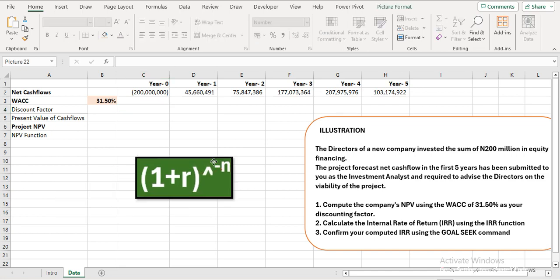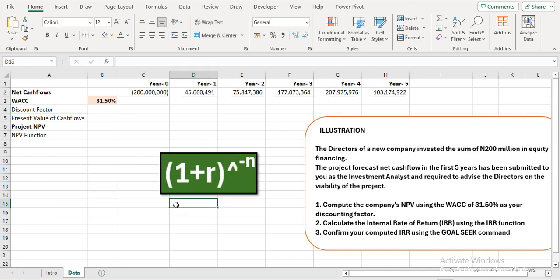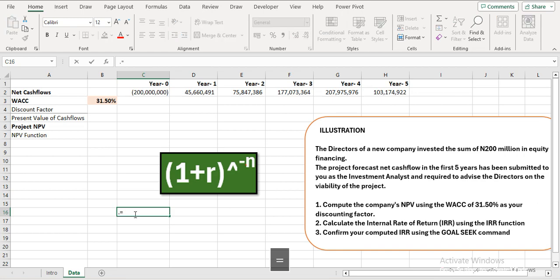There are 2 approaches to get the discount factor. We might use the finance function 1 plus r raised to power minus n, where r is our discount rate, which in this case is 31.5%. Alternatively, you can use the Excel function called POWER. If I say equal to POWER and open my bracket, it asks me for the number. In this case, it's 1 plus r. That's my number. And then it asks me for the power. I'm going to say minus n. It's actually to the power n, but because we are discounting, I'm going to put it as a minus.